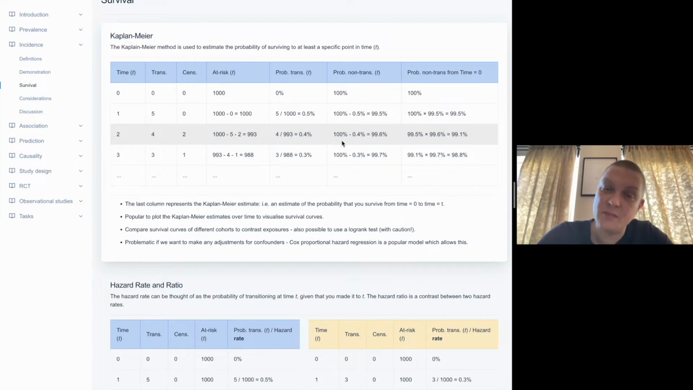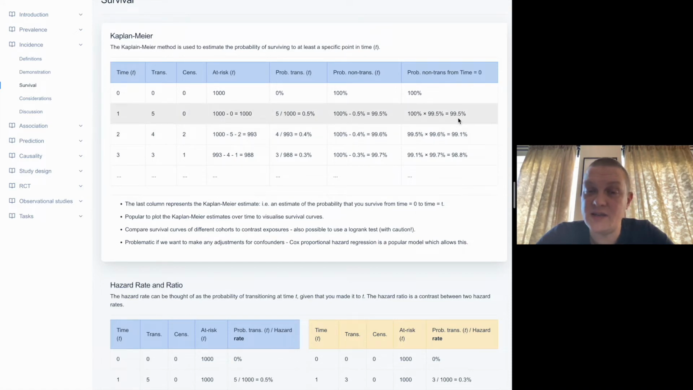We can calculate the probability of not transitioning, so that's 100% minus 0.4%, giving us 99.6%. And then we can also calculate the probability of you making it this far, so making it through cycle 2. To make it through cycle 2, you have to make it through cycle 1. That's 99.5%. We had that in the previous row. And then you multiply that with the probability of making it through cycle 2. That's 99.6%, giving us 99.1% probability. And we continue on row 3.